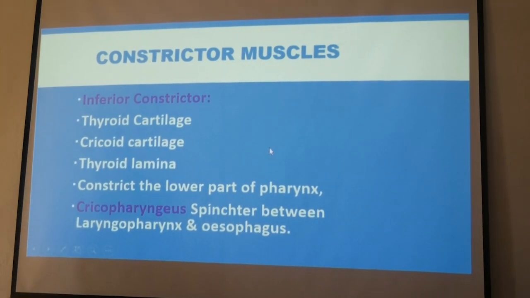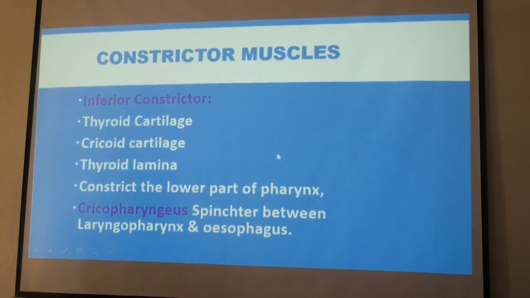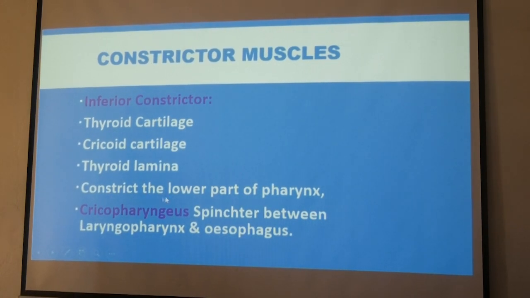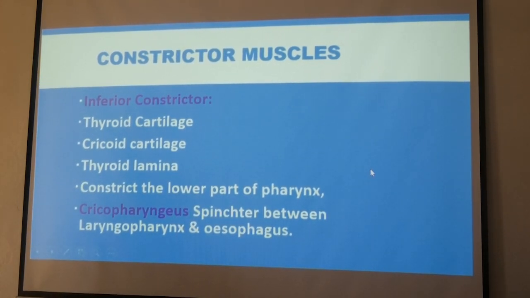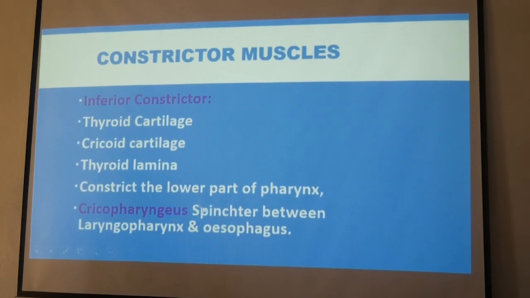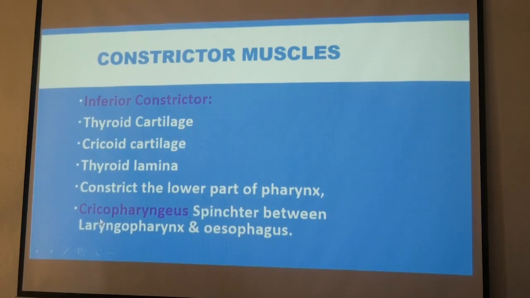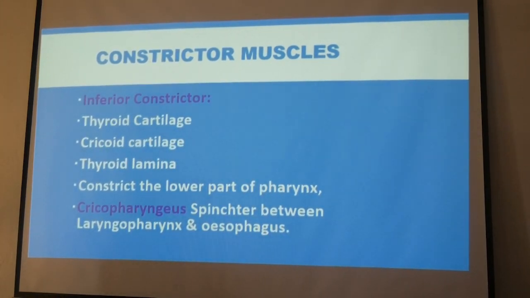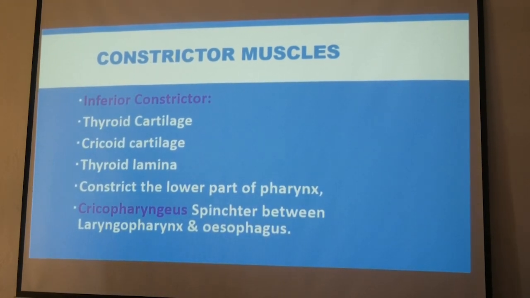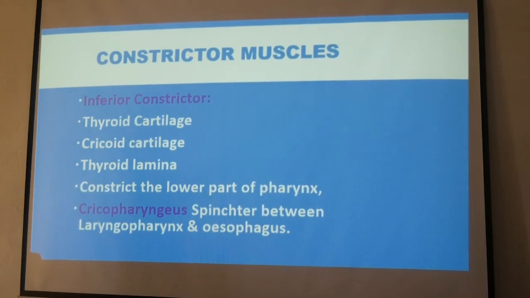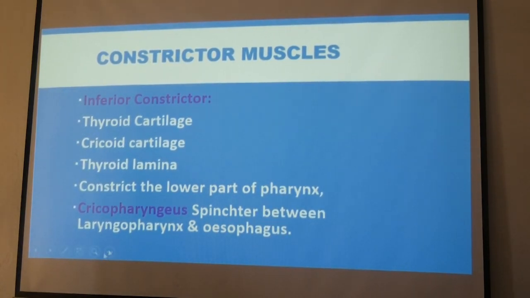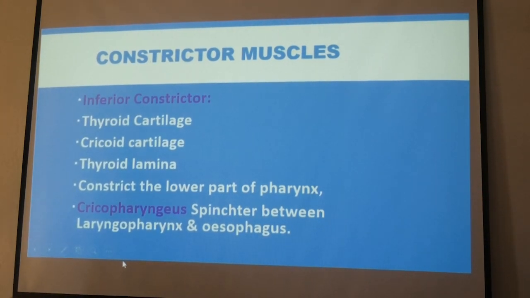So thyroid cartilage, cricoid cartilage, thyroid lamina, it constricts the lower part of the pharynx. Okay. So the cricopharyngeal sphincter lies between the laryngopharynx and esophagus. This sphincter is very much important. Okay. Why? Because this inferior constrictor has two parts. One is thyropharyngeus, another one is cricopharyngeus. So in between those there is one sphincter. So what is the importance? Suppose this sphincter fails, what will happen?